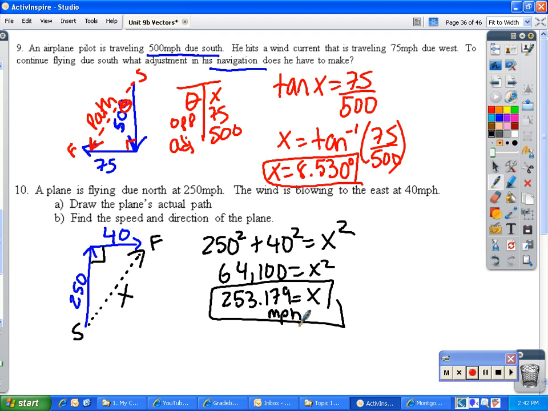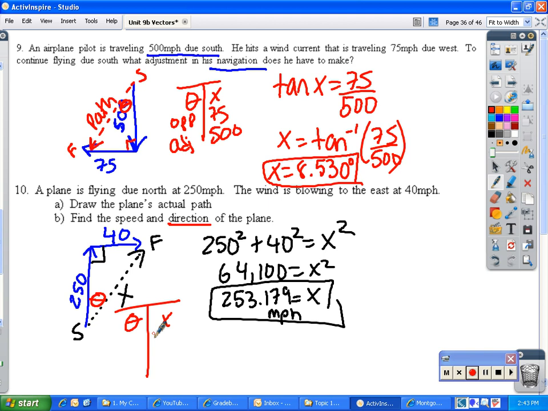The next part of that question says, what direction? So the direction is an angle, and if I ask you an angle, I'm always going to ask you the angle between the two tails. It's the one that makes the most sense to us. So between the two tails here, that's the direction we want to know. And once again, it's an angle, and we have all three sides if we want to use them. I'm going to use the sides that we were given.